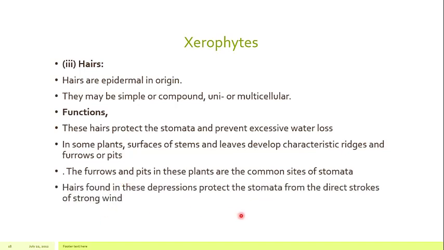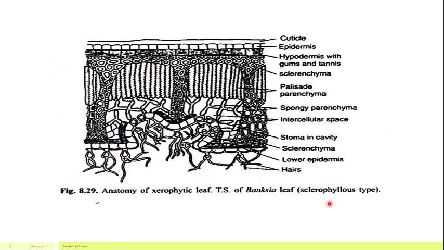Hairs found in these depressions protect the stomata from the direct strokes of strong wind. As you can see, when there is a strong wind, it also increases the water loss. That's why these hairs are protective in function. They are guarding, defending, and reducing the water loss. As you can see here we have the cuticle, the epidermis, which is single layered, and the hypodermis, which may also contain cutinization and wax. In the lower surface the stomata are present, but this lower surface is not straight. Here are pits found in the lower epidermis, and in these pits there are the stomata, which you can see as the stoma in the cavity.